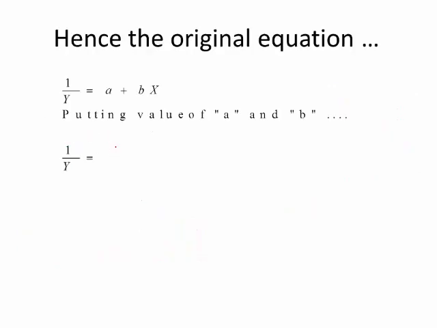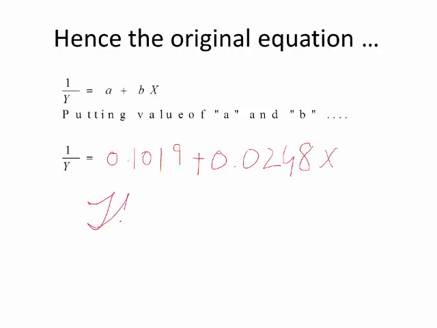So just plug in these values in the given original equation. So 1 over y is 0.1019 plus b was 0.0248 into x, and this is my final answer.